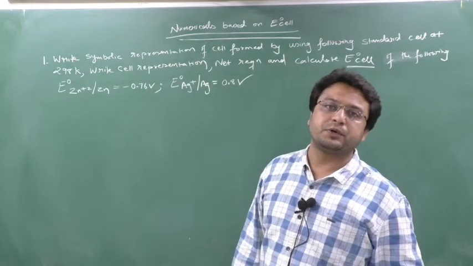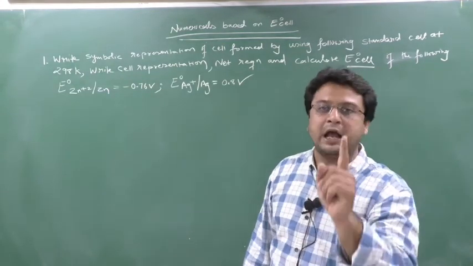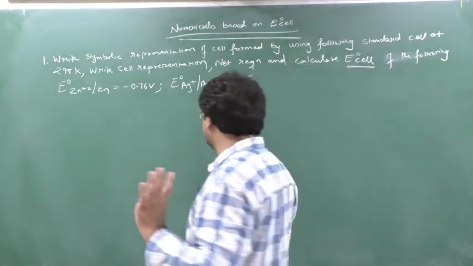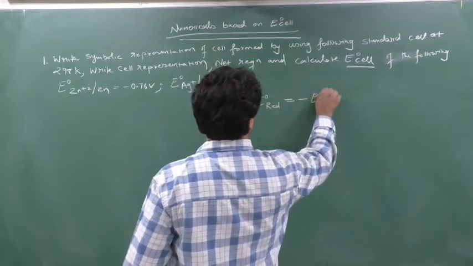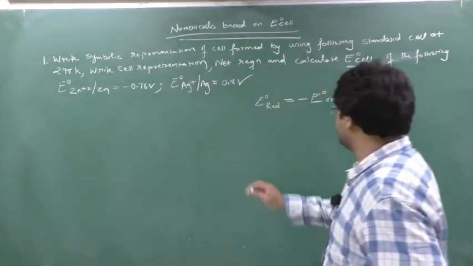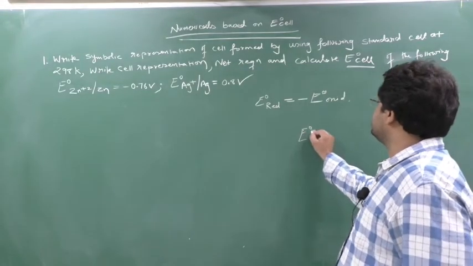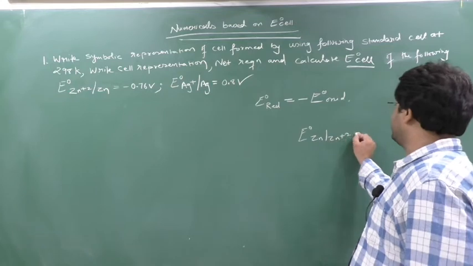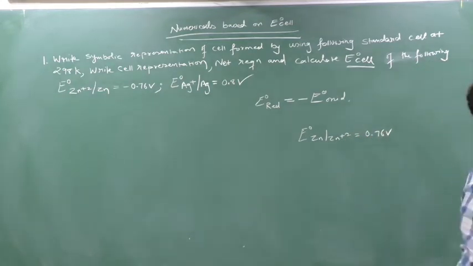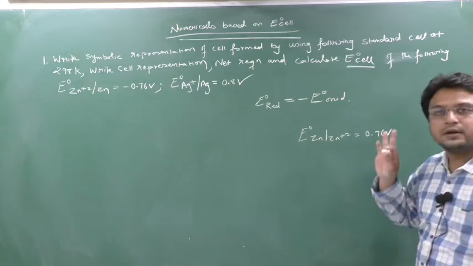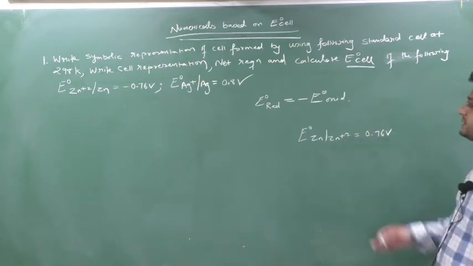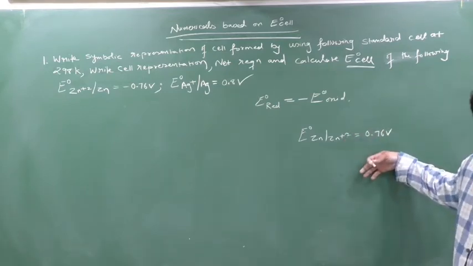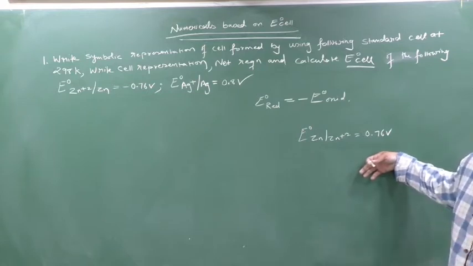If they have not given the reduction potential value, you have to convert it and then solve. I hope you know the relation: E0 reduction is equal to negative of E0 oxidation. Clear? Suppose someone has told, E0 Zn slash Zn plus 2 equal to 0.76 volt. This is the oxidation potential value of zinc, not the reduction potential. If this type of value is given in your question, you have to first convert it into the reduction potential value and then solve.